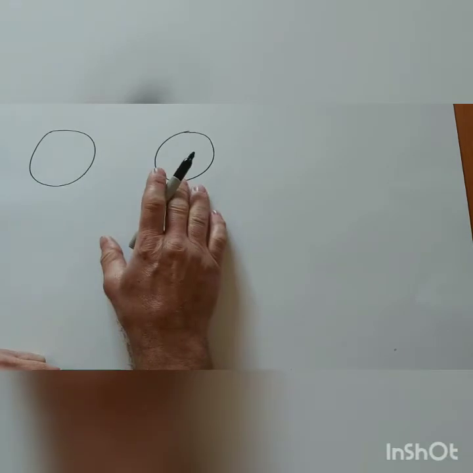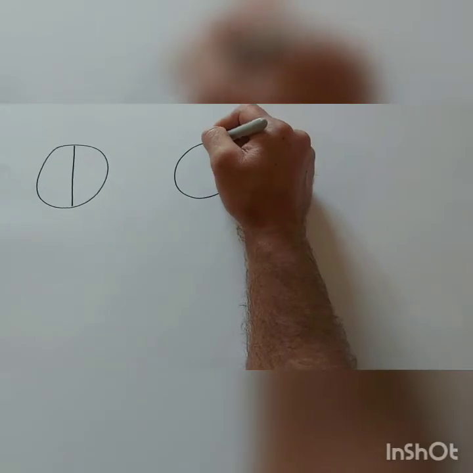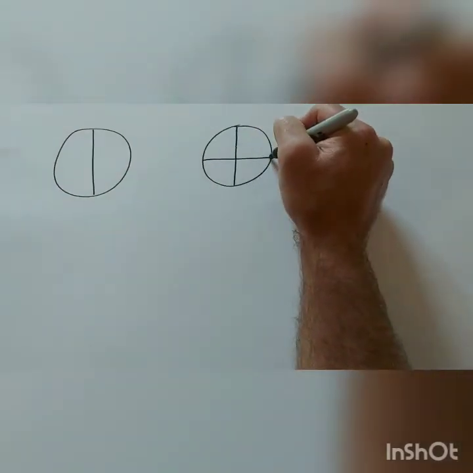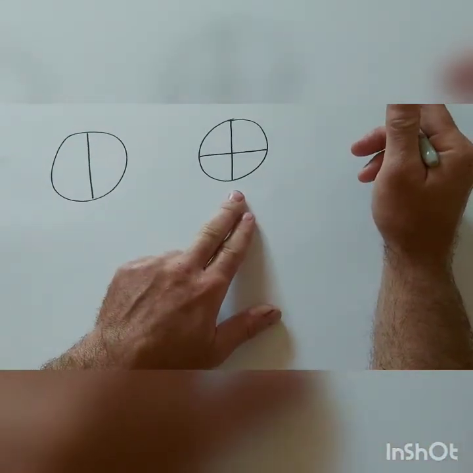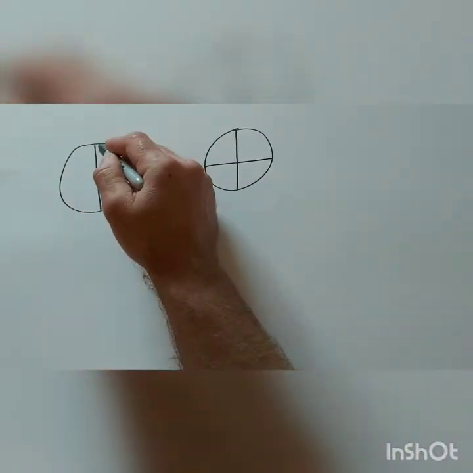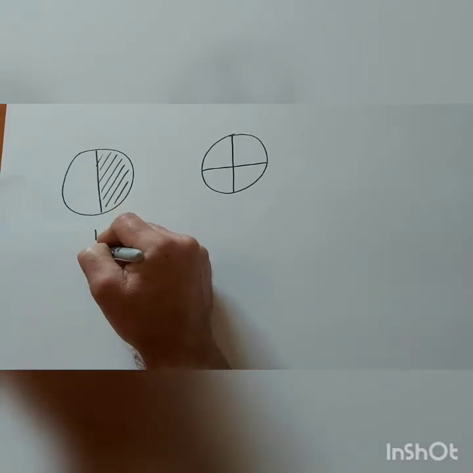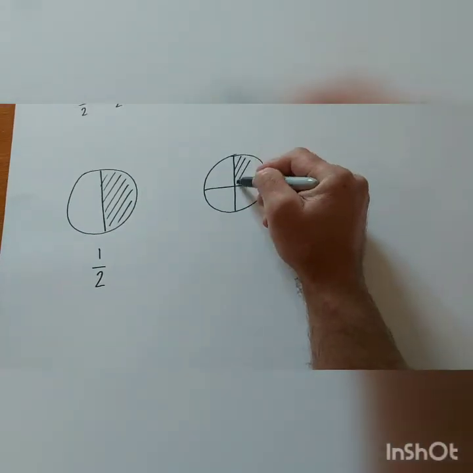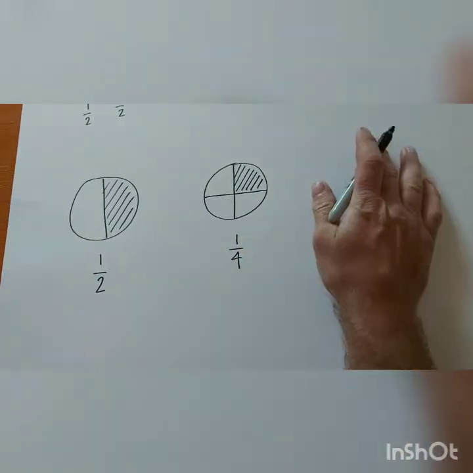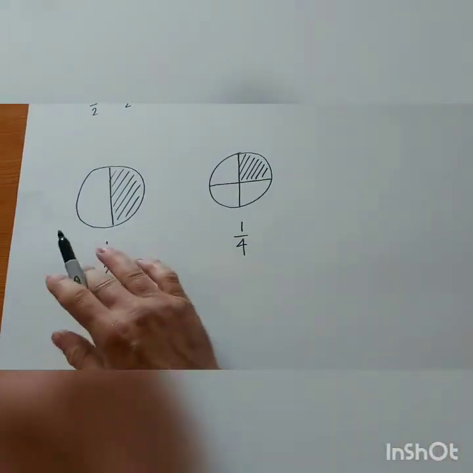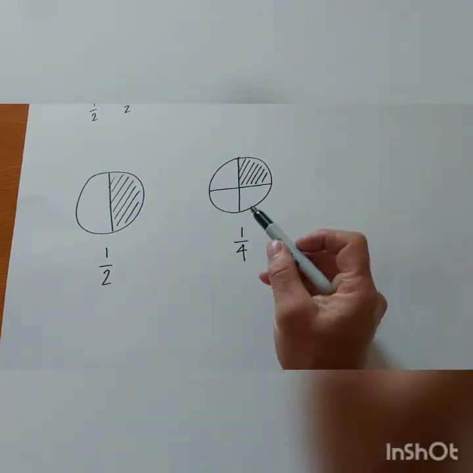In this instance, I have two circles, and I'm going to divide them into different parts. My circle on the left, you can see, is divided into 2 parts, while the circle on the right is divided into 4 parts. If I was to shade one part here, I would describe this as a half. And if I was to shade one part here, I would refer to that as 1 out of 4, or a quarter.